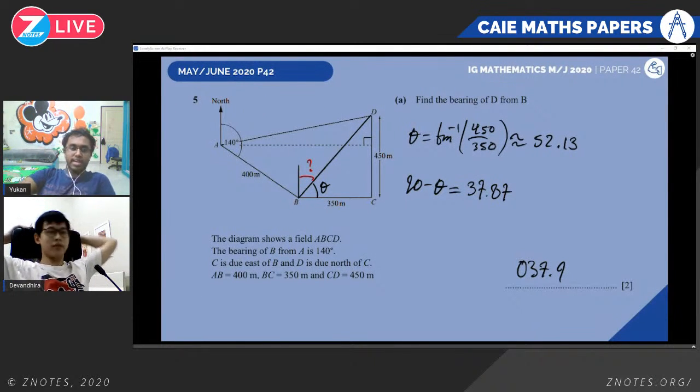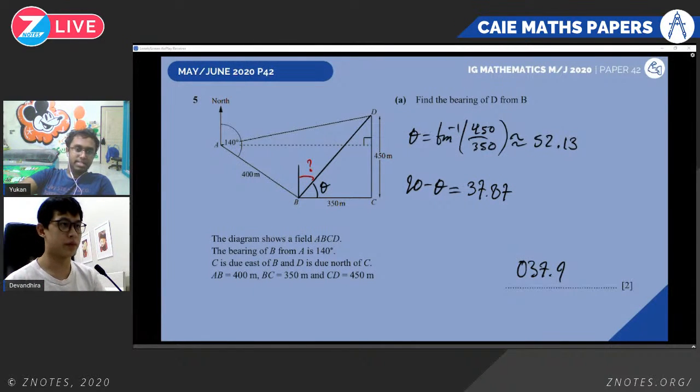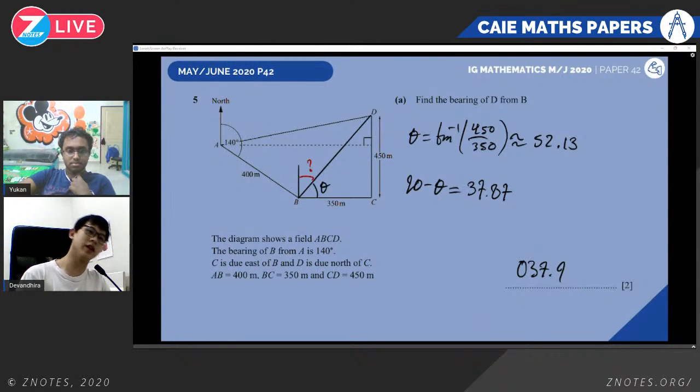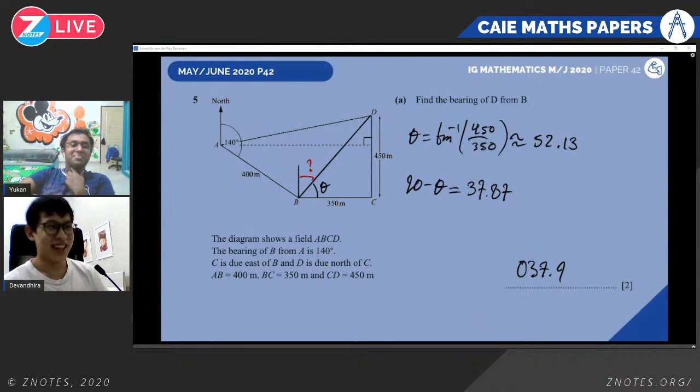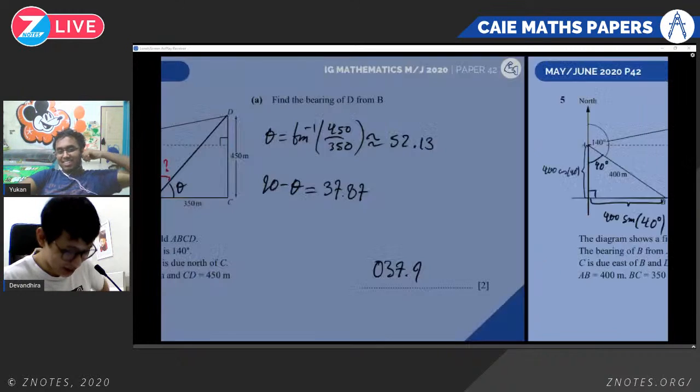Yeah, if you notice that Devan calculated the theta that he drew in the diagram and then took 90 minus that. But 90 minus that angle is the same as angle BDC. So if you calculate the tangent of that, it's just inverse tan of 350 over 450, and you will get the same answer. So you can do it both ways. It's fine. Oh yeah, that makes sense. I didn't think of that. All right, that's a good one.